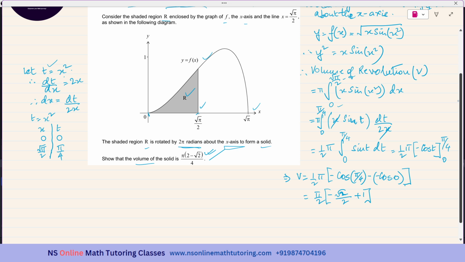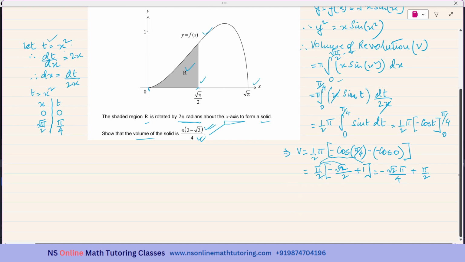Okay. And then I am seeing the denominator is 4. So I have to multiply this with this and this with this. So let us do that first. So this is equal to minus root 2 pi over 4 plus pi over 2. Okay. So which is equal to, I need the denominator as 4. So I am writing the denominator as 4.